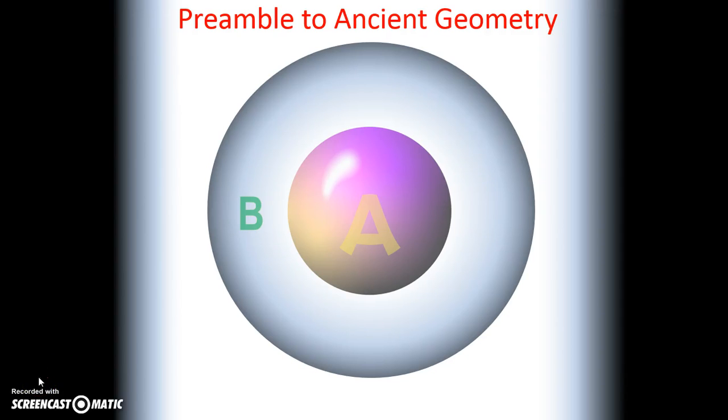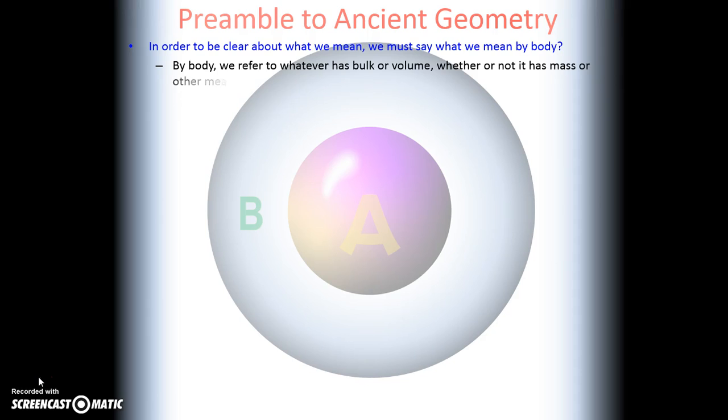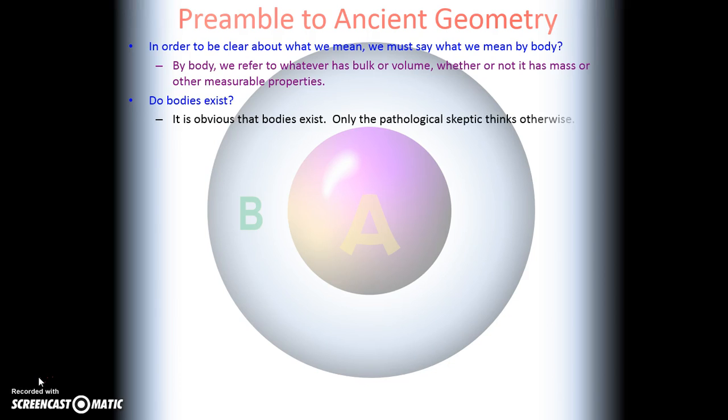Preamble to ancient geometry. In the previous video, we discussed what body is and what surface is. Let us quickly review what we uncovered. In order to be clear about what we meant, we needed to say what we mean by body. By body, we refer to whatever has volume or bulk, whether or not it has mass or other measurable properties. We asked whether bodies exist, and we stated that it is obvious that bodies exist, that only a pathological skeptic would think otherwise.